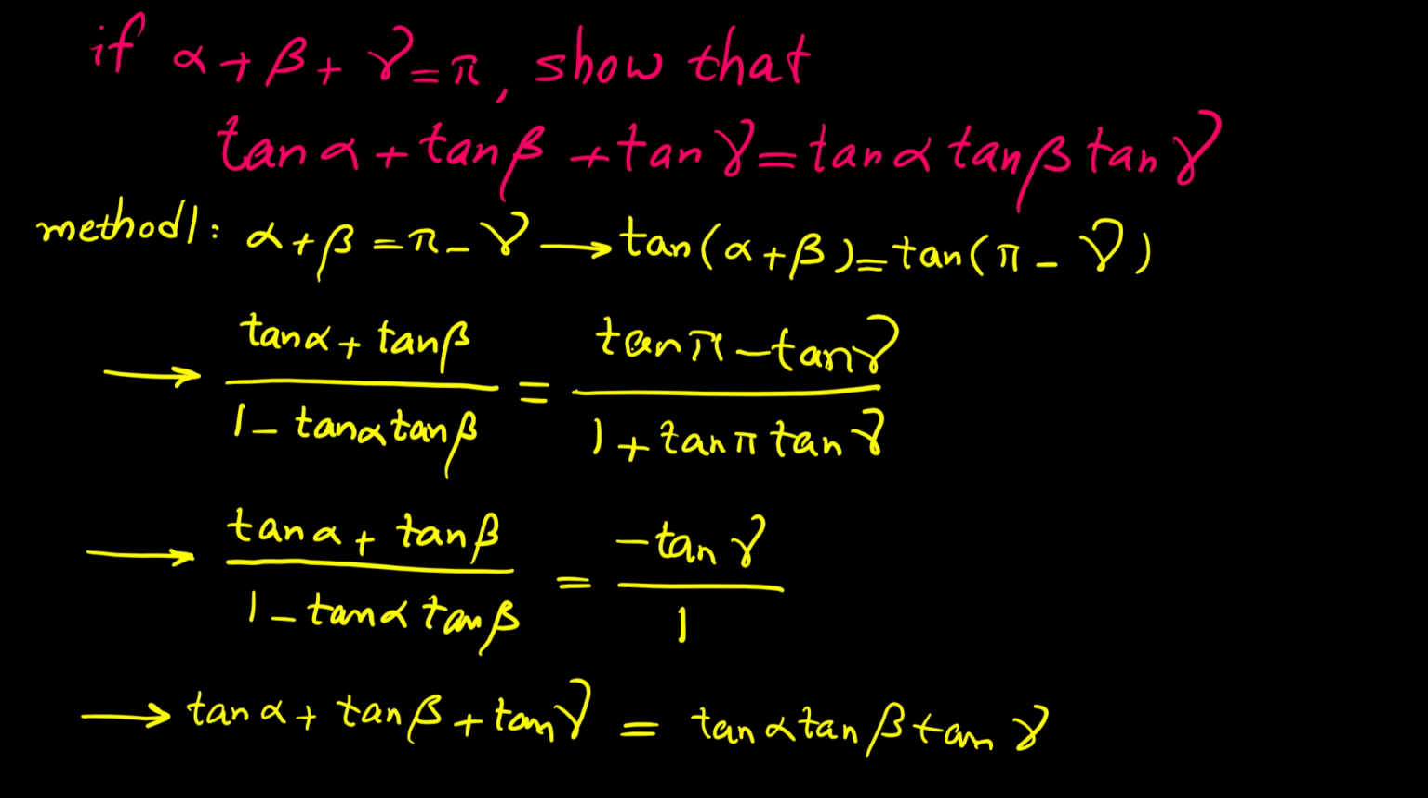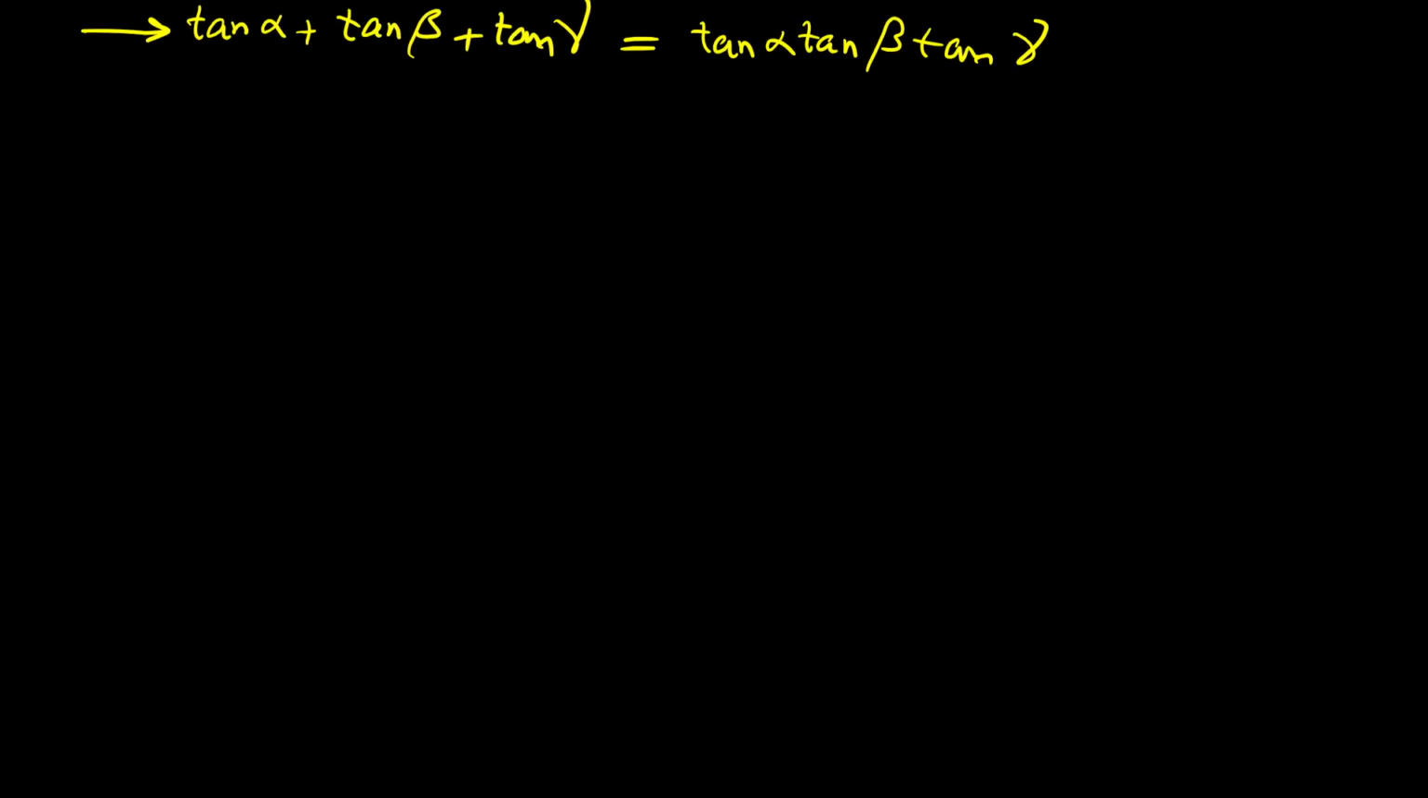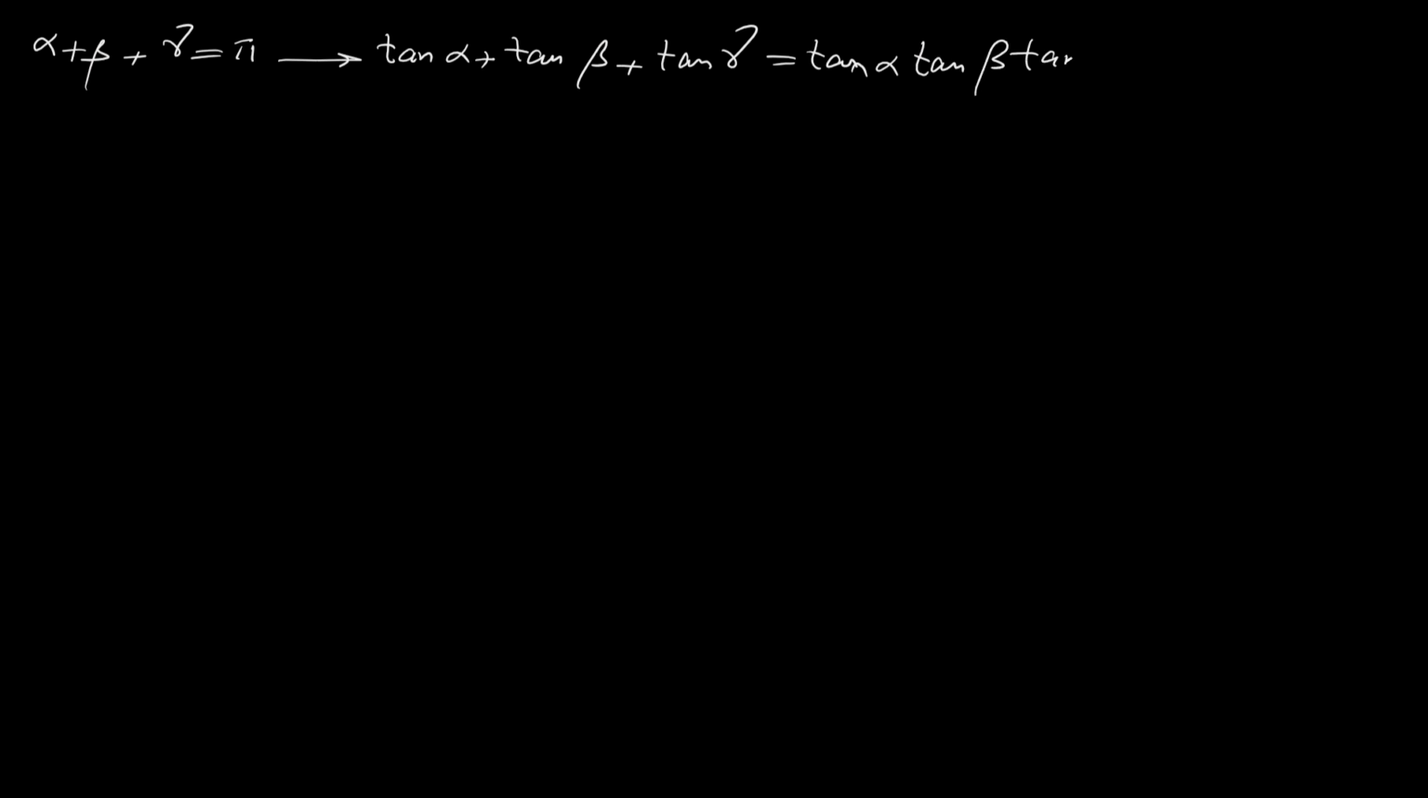Now let me show you another method for proving this relation. So in another way, we want to prove that if alpha plus beta plus gamma equals pi, then tangent alpha plus tangent beta plus tangent gamma equals tangent alpha tangent beta tangent gamma.